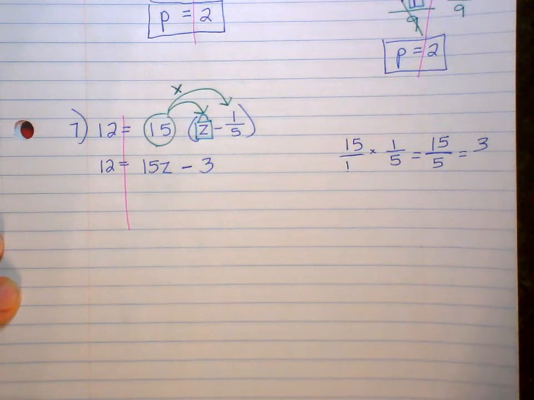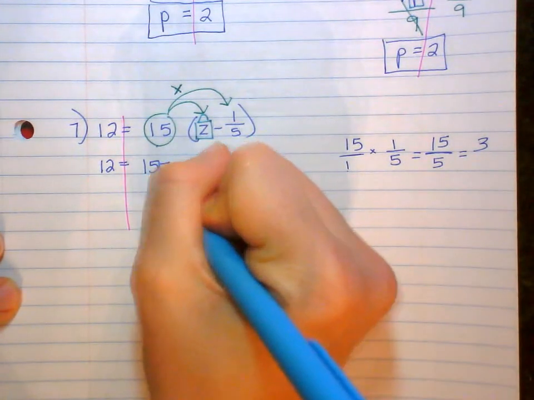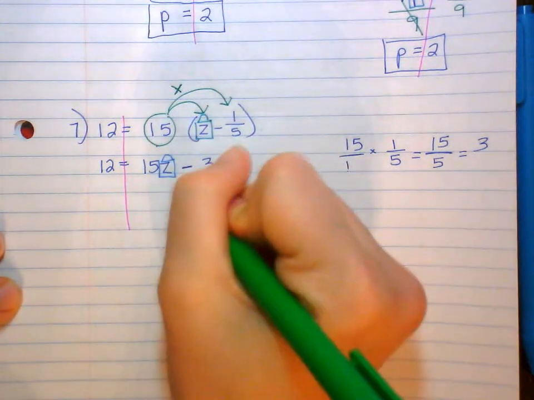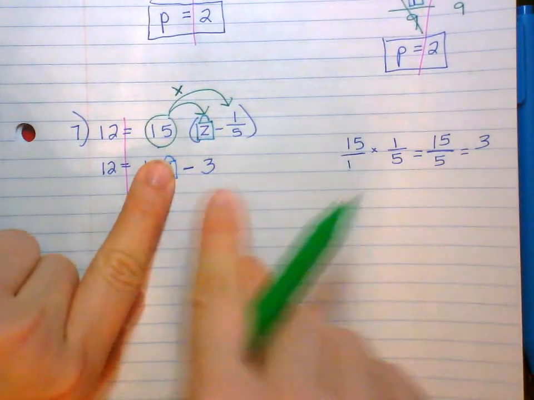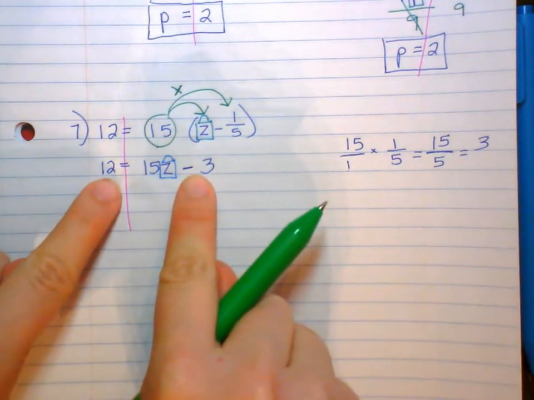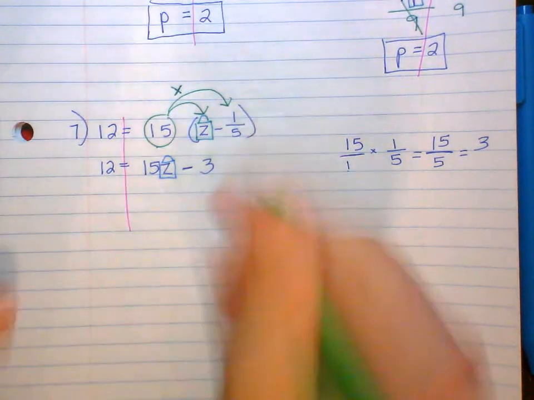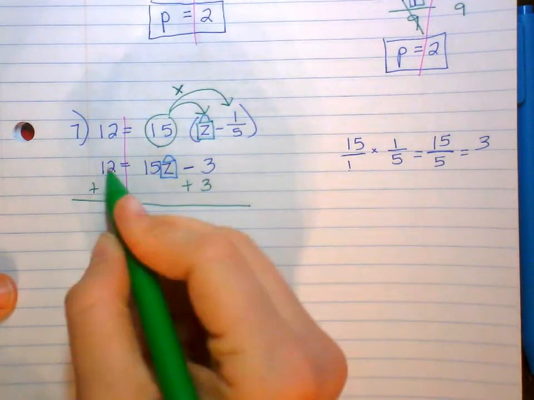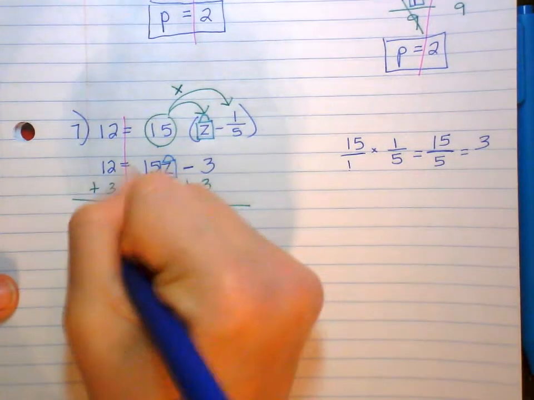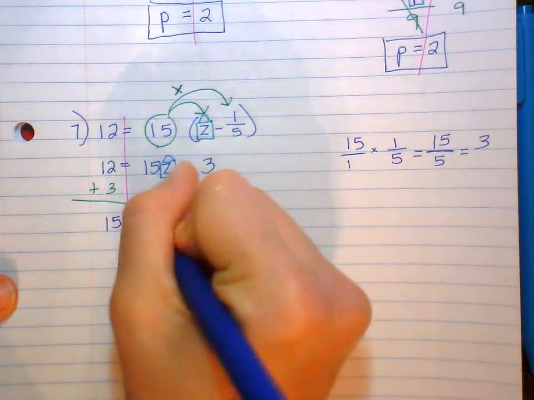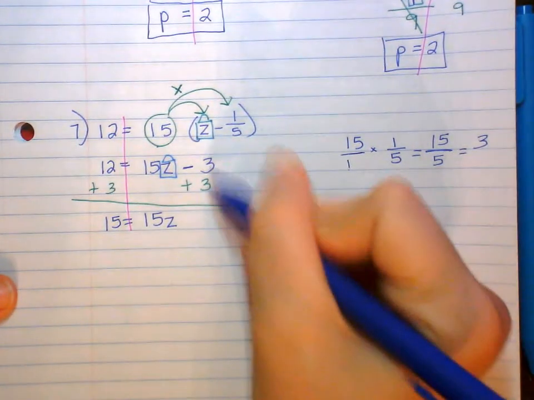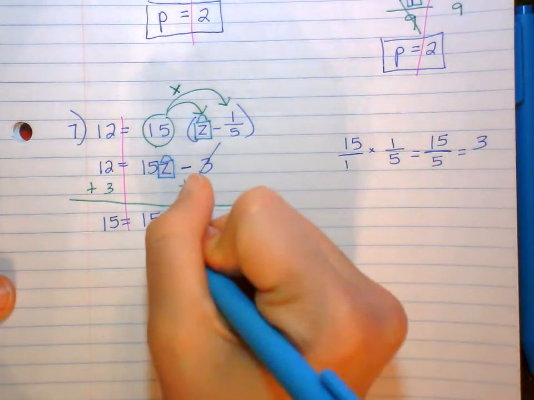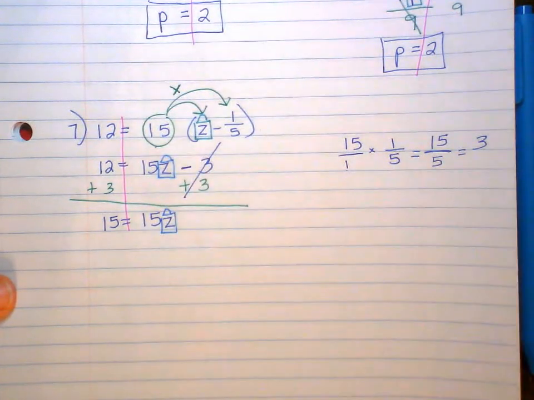Now it's just a two-step equation. Step 1, lock up the variable. Step 2, draw the line. Now we need to combine like terms. Well, this 15z is a variable, so that's not a like term, but these two are. So this negative 3, to get it over there, you do the opposite. Add 3 to both sides. 12 plus 3 is 15, equals, bring down the 15z. Negative 3 plus 3 cancels out. So 15 equals 15 times z.